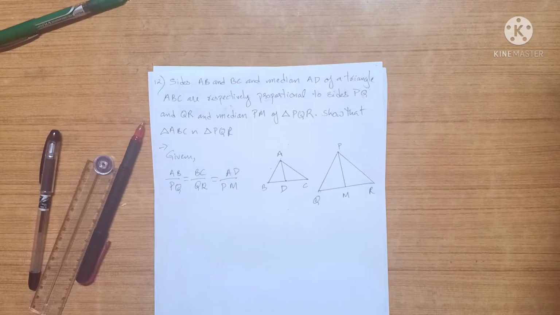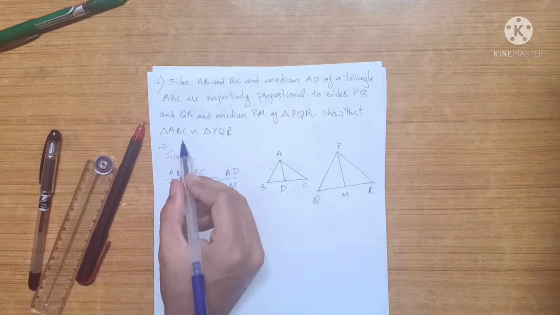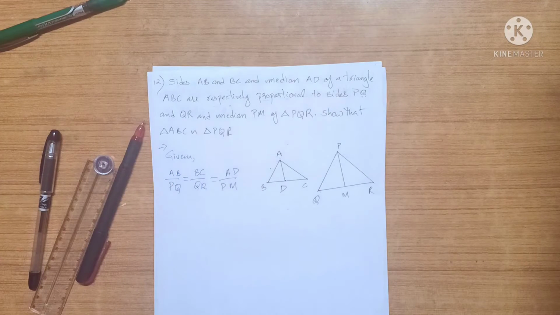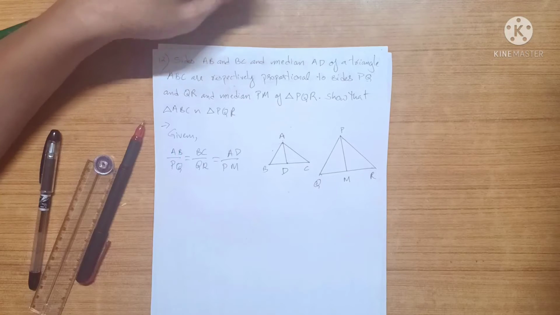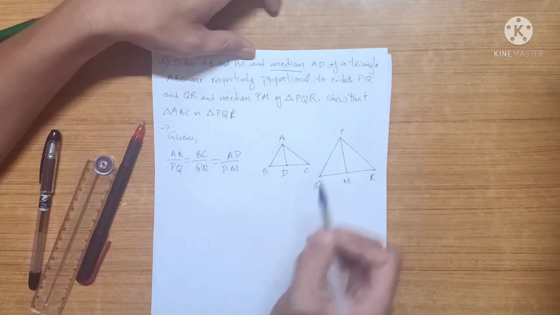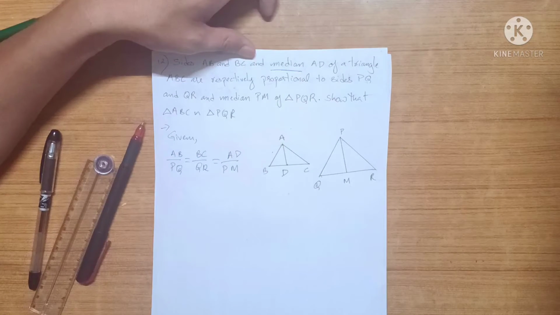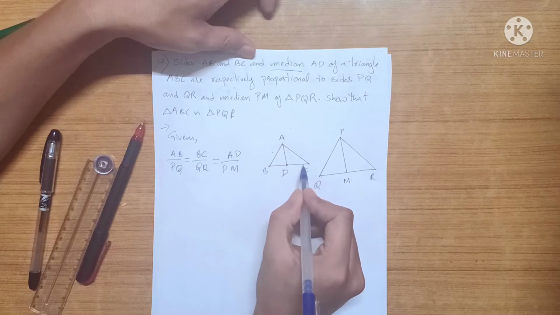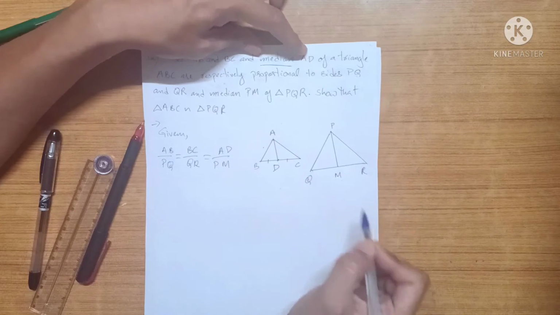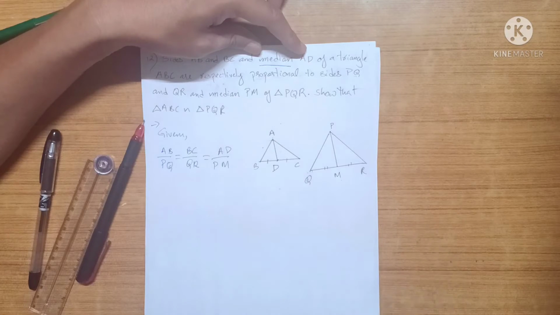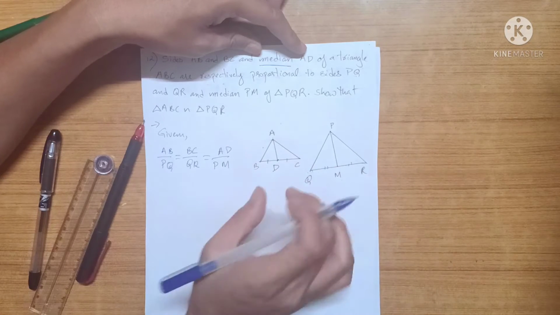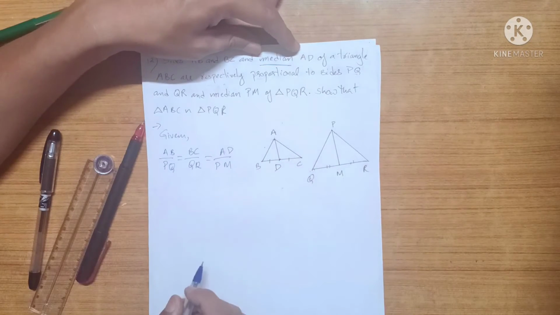Now all we have to do is show that triangle ABC is similar to triangle PQR. They never said it's similar, right? So we have to somehow show that it is similar. So what we can do is make use of the fact that they gave us the median. Median means joining of midpoints. So if this is the midpoint of BC, we know that this and this will be equal. If M is the midpoint of QR, we know that this and this will be equal. That doesn't mean that this and this is equal, okay? It just means that this and this is equal, this and this is equal.